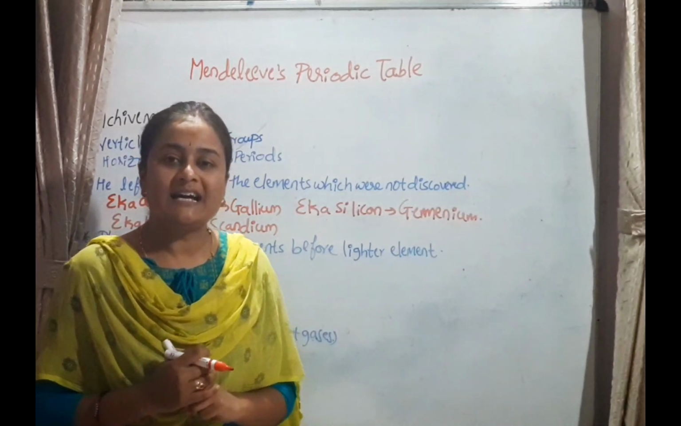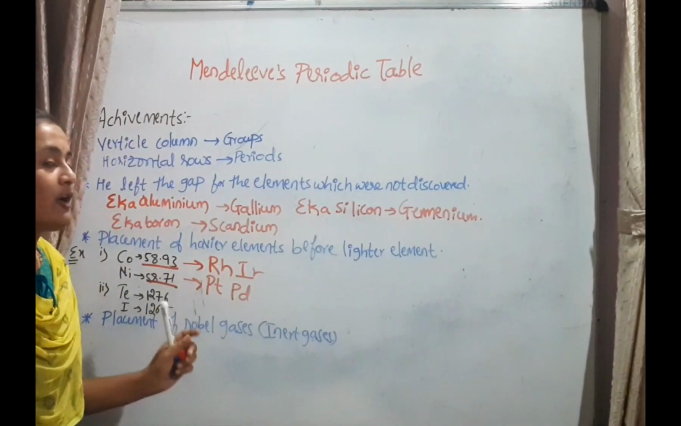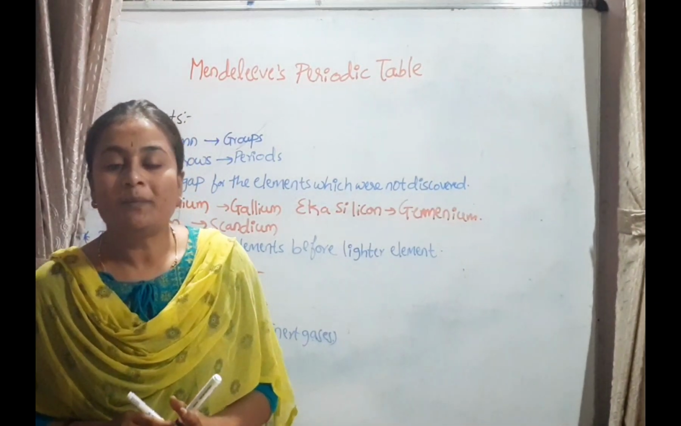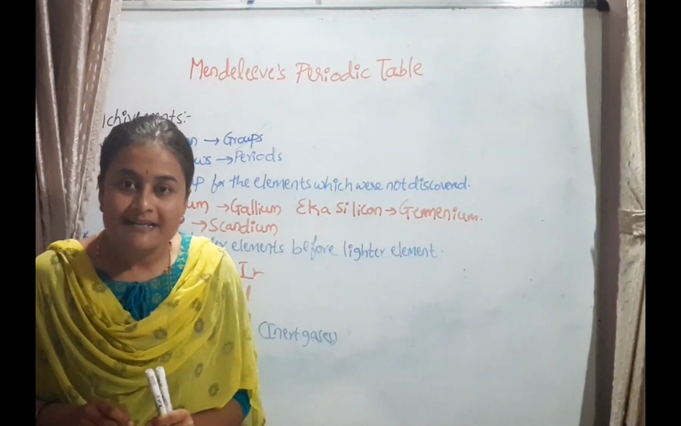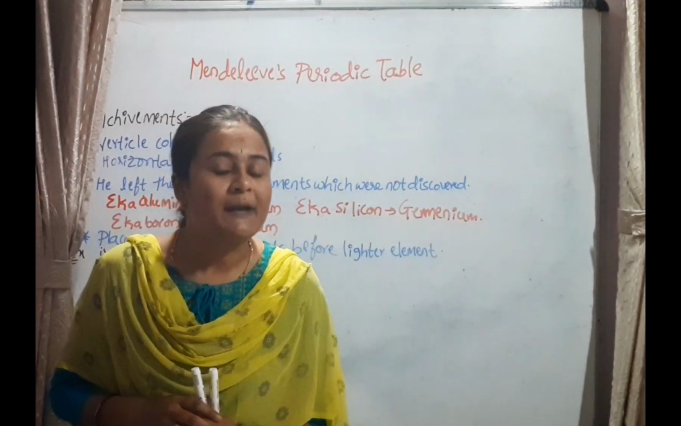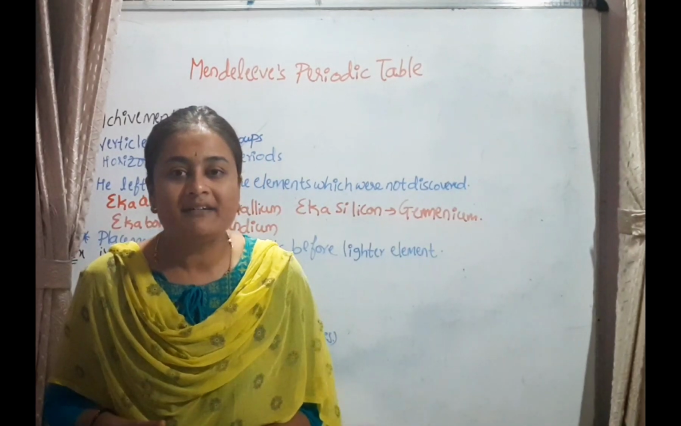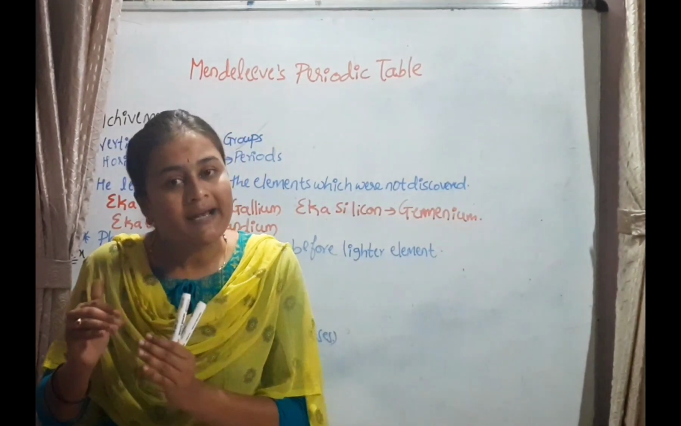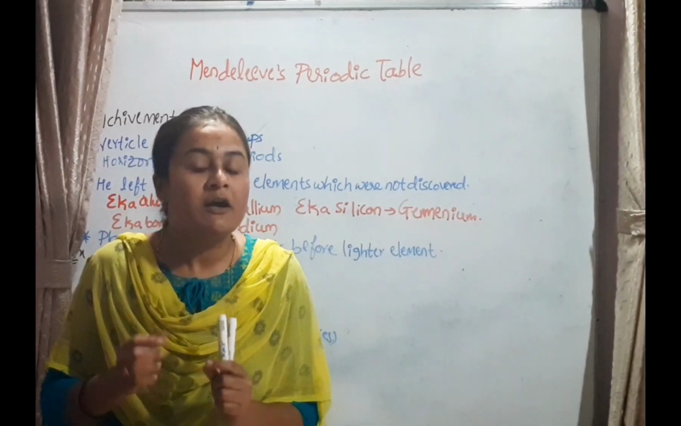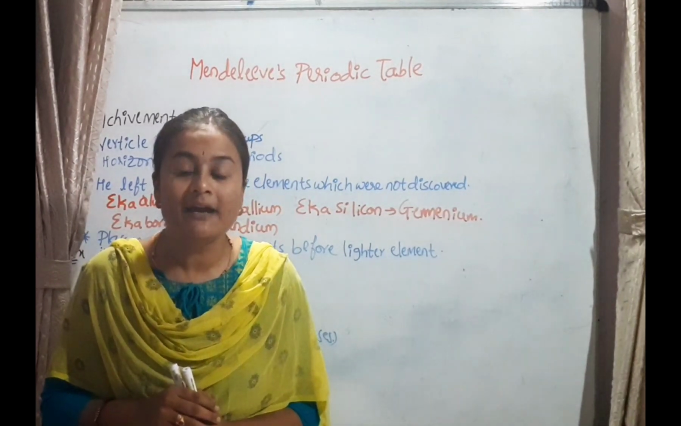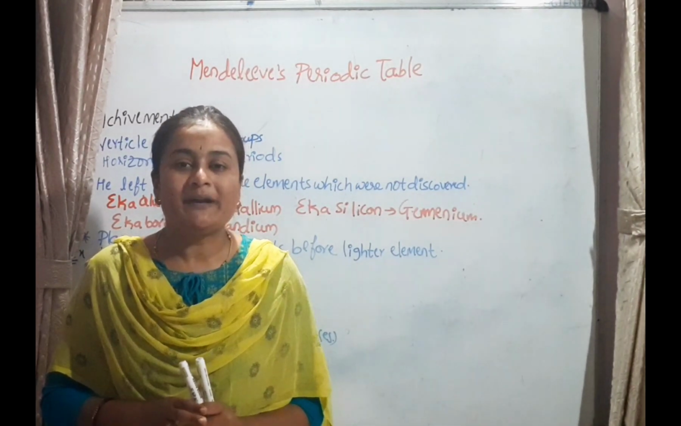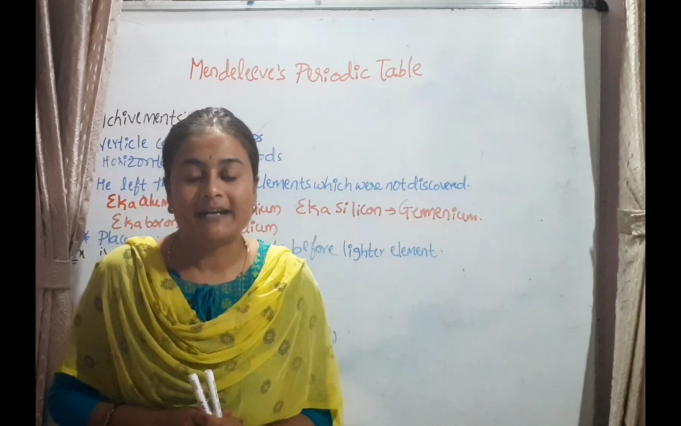And the last achievement is about the placement of noble gases. Noble gases were discovered very late because of their inertness and low concentration in the atmosphere. Once they were discovered, they were grouped separately and they were placed without disturbing the periodic table, that is Mendeleev's periodic table. These are the achievements of Mendeleev's periodic table.